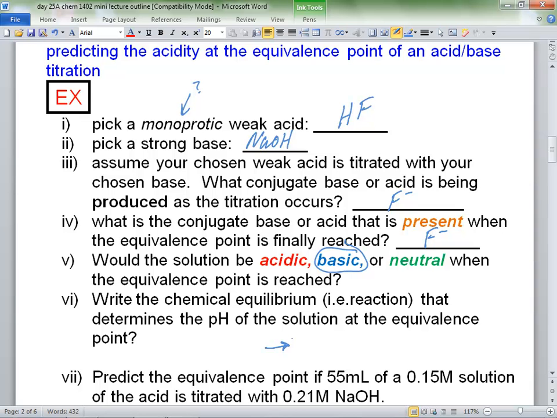Now, if you say Ka, that means at the equivalence point, you have to have an acid. It all reacted up. We had the NaOH. We converted all the acid to F minus. It's got to be a Kb, right? So it's got to be a Kb reaction. Maria, how would you write that Kb reaction?